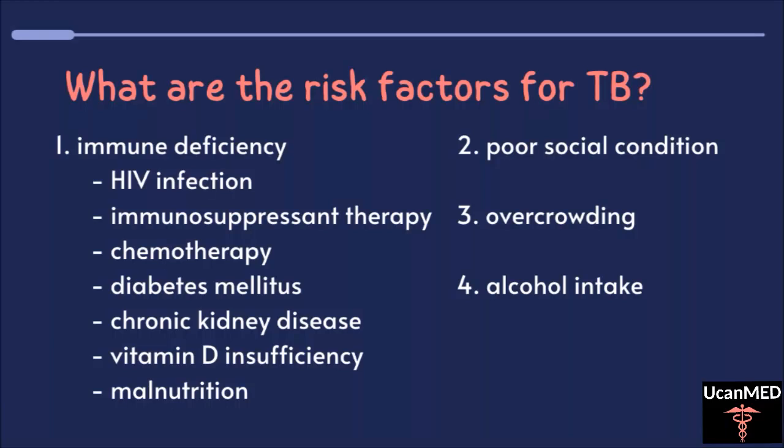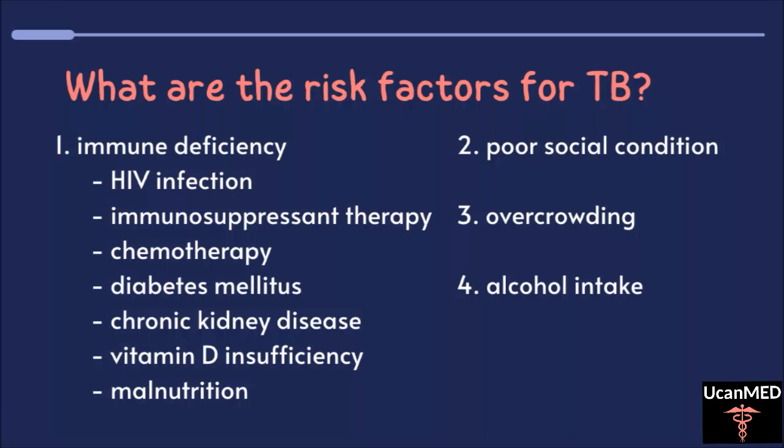What are the risk factors for tuberculosis? Immune deficiency like HIV infection, immunosuppressant therapy, chemotherapy, diabetes mellitus, chronic kidney disease, vitamin D insufficiency and malnutrition, and also poor social conditions, overcrowding and alcohol intake. Those are the risk factors for tuberculosis.